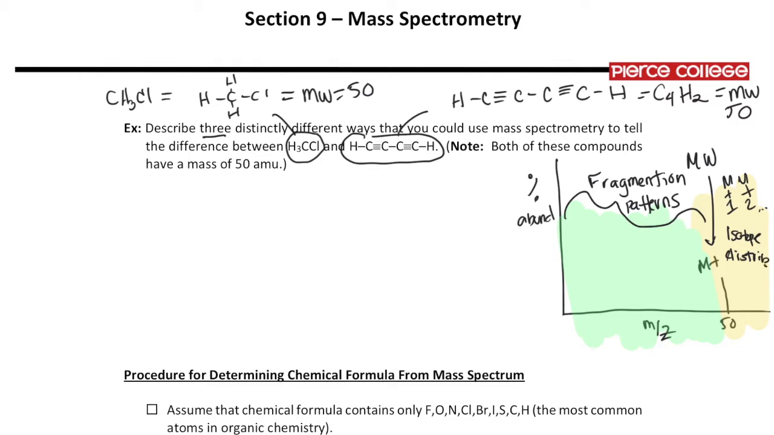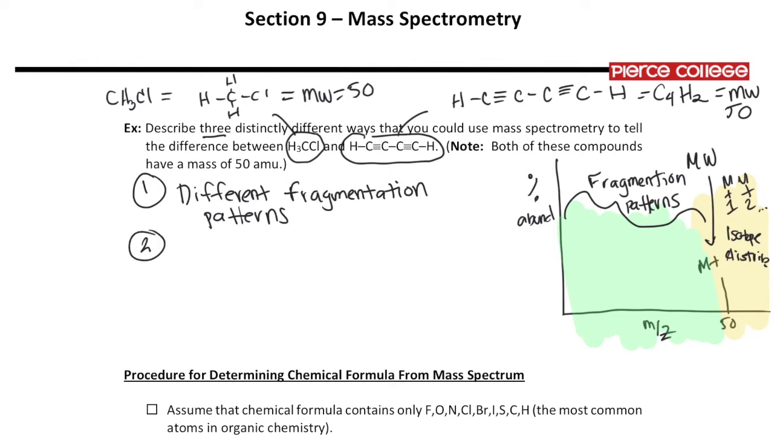So keeping that in mind, we should expect to find some information in the yellow region and the green region that differs. The only thing that stays the same is the M plus value. So of course, they're different molecules. They're going to fragment differently. So different fragmentation patterns.